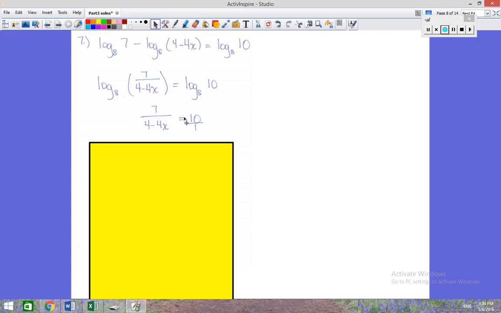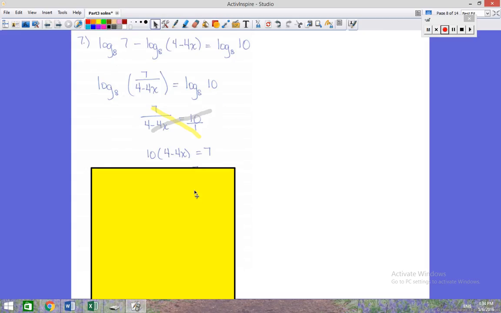So I'm going to cross multiply. This equation is referred to as a proportion, and to cross multiply is one technique to solve proportions. So we're going to multiply along this diagonal, and we're also going to multiply along this diagonal.